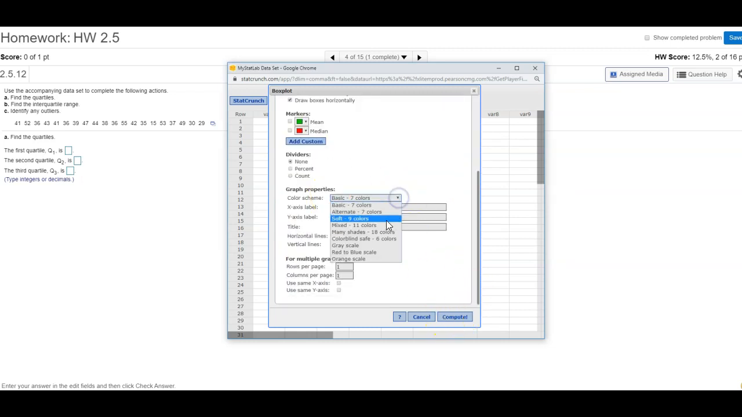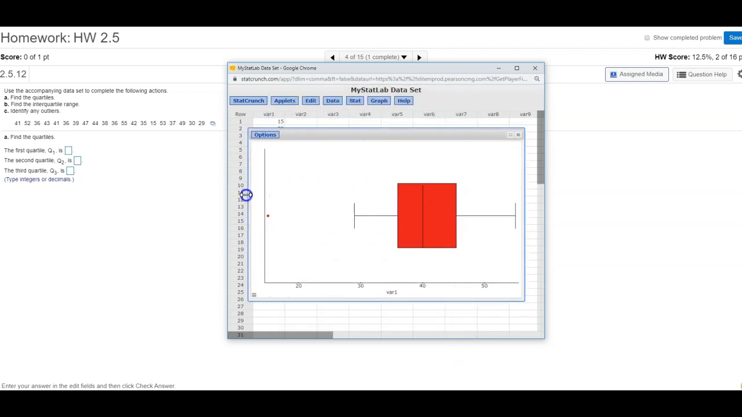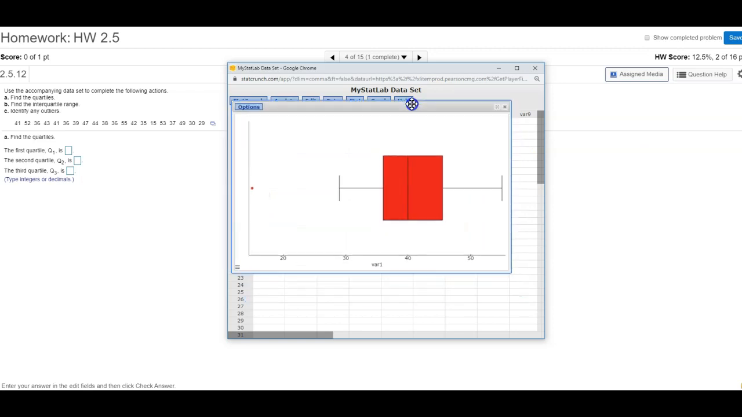I'm going to use a red color here so you all can see. And I'm going to click Compute. So this is what my box plot looks like. Let me explain what the box plot means. Move the mouse over it. You might have a dot up here, or some of you might have a dot all the way on the other side. It depends on your data set. So let's talk about what each of them means.